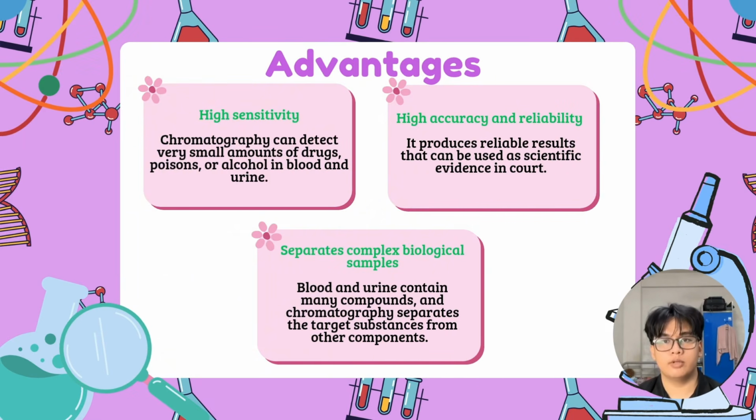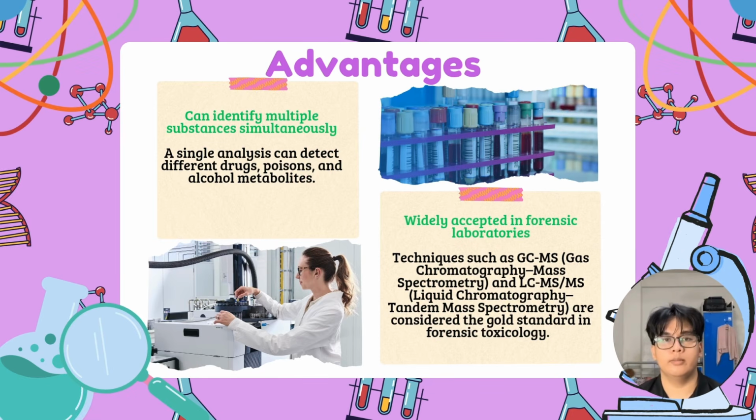And it also separates complex biological samples, because blood and urine contain many compounds and chromatography separates the target substances from other components. Chromatography can also identify multiple substances simultaneously, in which a single analysis can detect different drugs, poisons, and alcohol metabolites. Last but not least, chromatography is a widely accepted method in forensic laboratories, in which techniques such as GC-MS, gas chromatography-mass spectrometry, and LC-MS/MS, liquid chromatography-tandem mass spectrometry, are considered the gold standard in forensic toxicology.